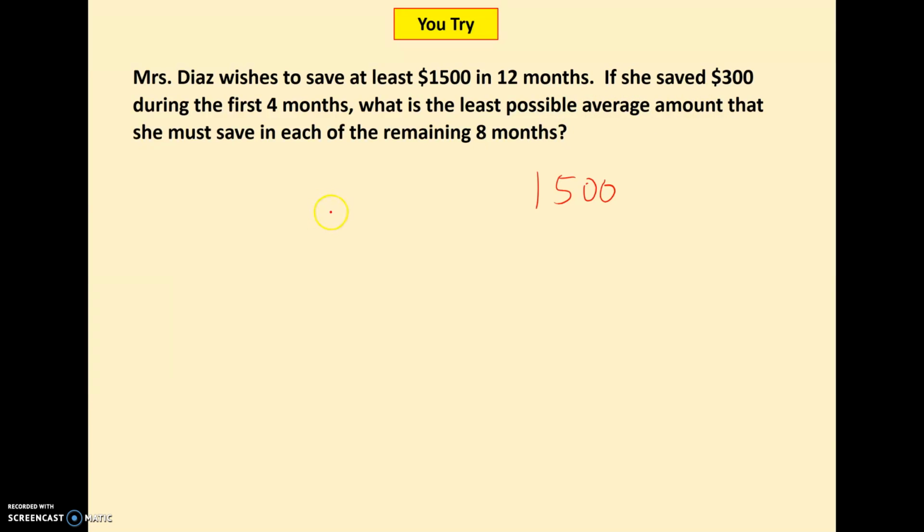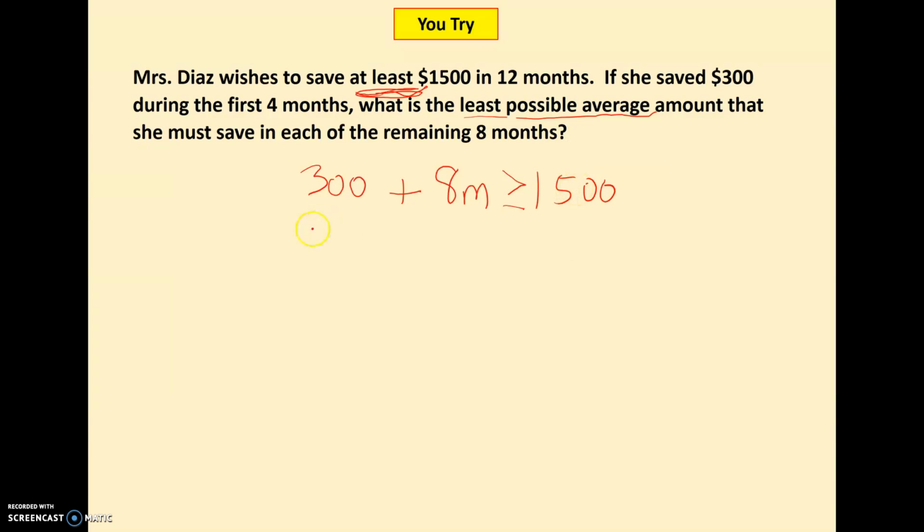So out of those 4 months, she has saved 300. The difference between 12 and 4 makes 8, so there are 8 more months that she has left. So the least possible average amount that she must have, least possible means she has to have at least $1,500 because she's trying to save at least that much money. So you can see at least here, and then least possible average means that's the lowest amount that she actually wants to have.